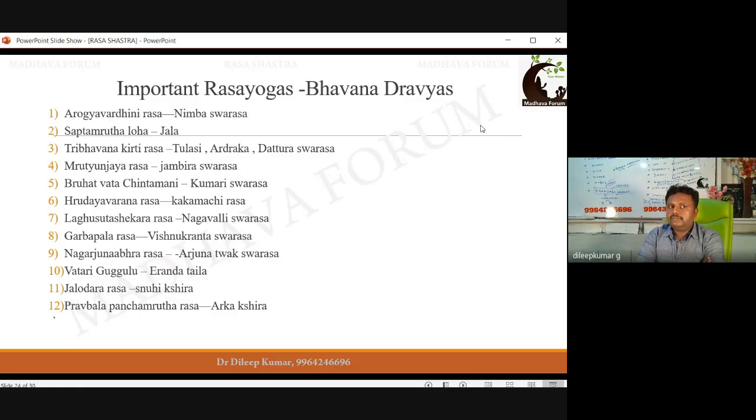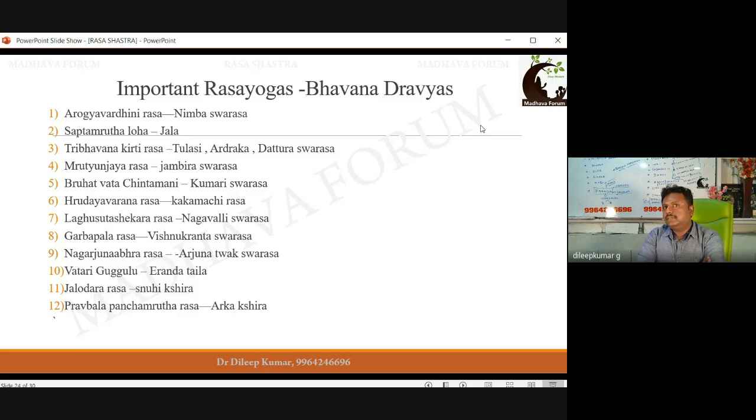So 30 tablets of Sutashekhara with gold cost about 1200. Plain Sutashekhara costs about 100 rupees for 30 tablets. They make it cost effective but without adding gold. If you want results, we should go with gold only.